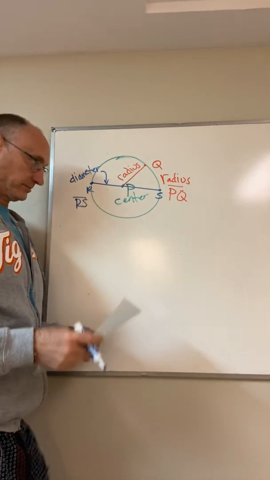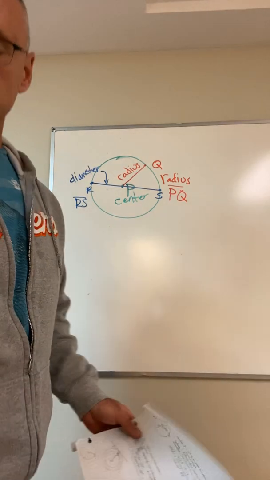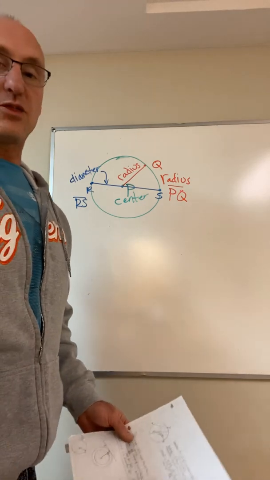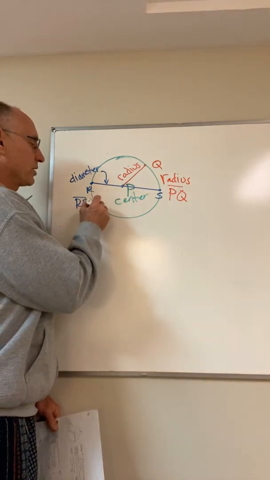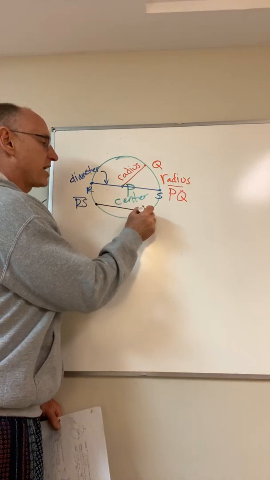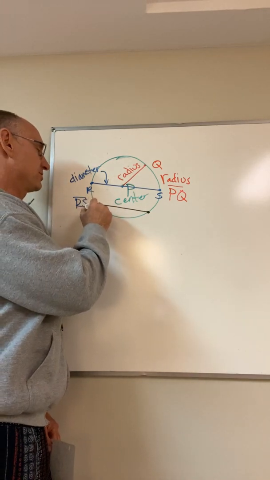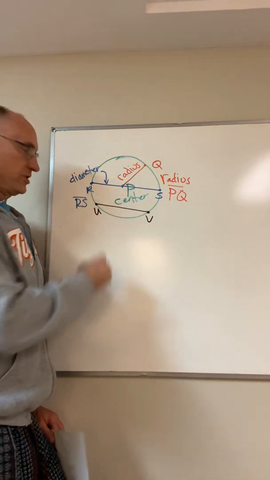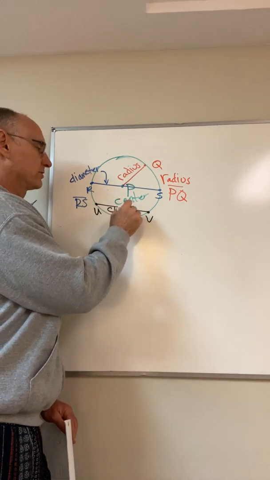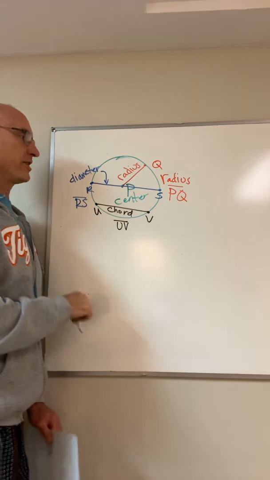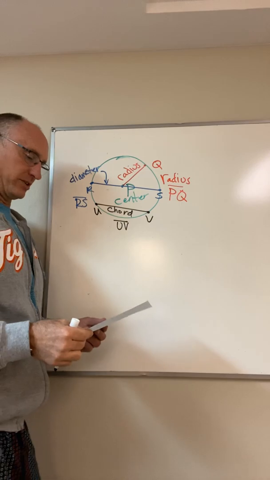Okay, and then if we draw a line segment connecting 2 points on the circle, but not through the center, that is called a chord. So I'm going to start here, cut across, stop there, and I'm starting and stopping at points. Let's say this is U and V, right? So this is called chord UV, and you put a little line over it. Line segment PQ is a radius. Line segment RS is the diameter, okay?